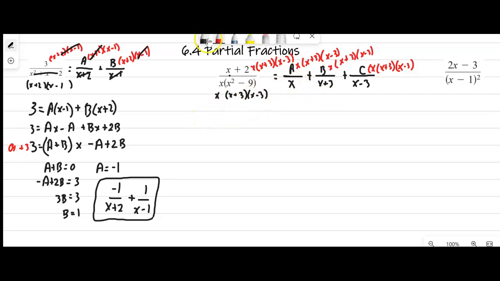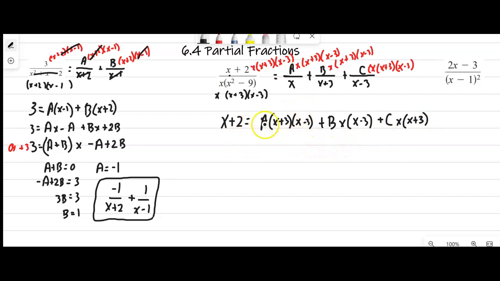And let's see what we end up with. Now everything cancels in the first one, that's the idea, so you're left with x plus 2 equals. This first one we're going to have a times, goodbye to the x's, but we have an x plus 3 times an x minus 3 left. The next one we have b times, goodbye to the x plus 3's, and we have an x times an x minus 3 left. And then the last one we have c, and then goodbye to the x minus 3's, and you're left with an x and an x plus 3.